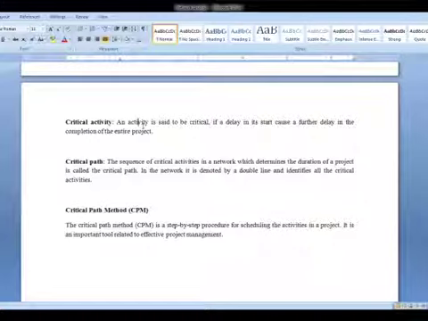There are other activities also where they are not critical. Even if there is certain delay in those activities, it will not hamper the entire project duration. They are also activities in the project, but they are not critical activities. A critical activity is one wherein any delay in the start of that event will cause further delay in other activities. Now, what is a critical path?